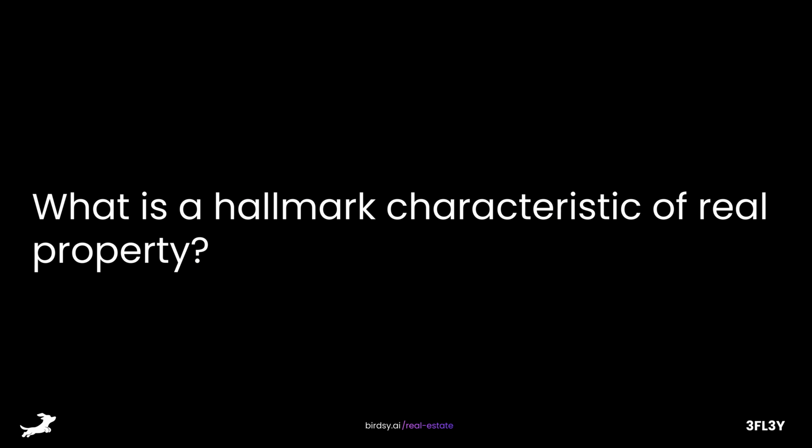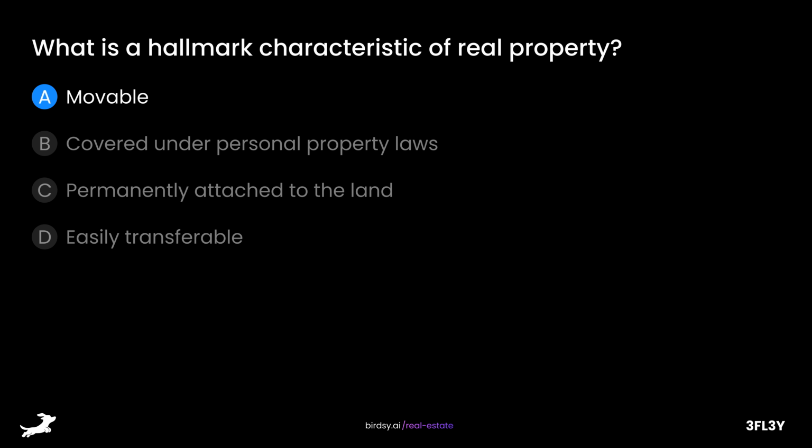What is a hallmark characteristic of real property? Is it A, movable, B, covered under personal property laws, C, permanently attached to the land, or D, easily transferable? The answer is C, permanently attached to the land.